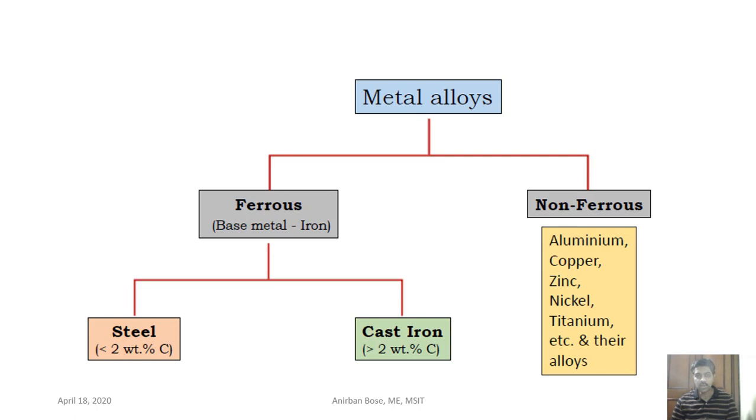Now, as you can see, metal alloys can be divided into two major groups, ferrous and non-ferrous. Ferrous means where the base metal is iron. Again, ferrous can be classified into two major categories, steel and cast iron. As we have already seen in our phase diagram, steel means the carbon percentage is less than 2%, and cast iron if it is more than 2%. On the other hand, in non-ferrous there may be aluminium alloys, copper alloys, but in this particular lecture we are not going to cover that part.